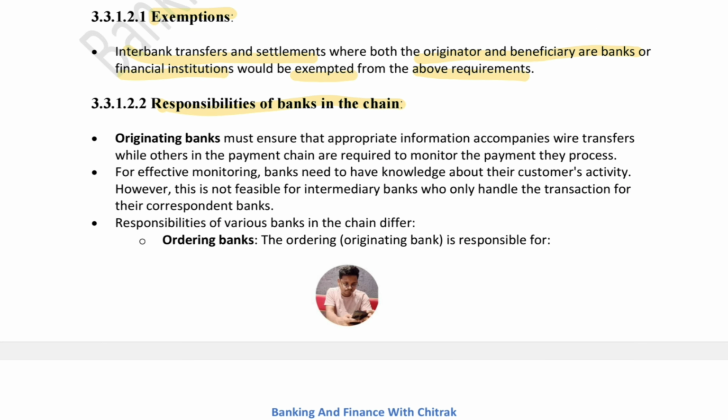Responsibilities of banks in the chain. Originating banks must ensure that appropriate information accompanies wire transfers, while others in the payment chain are required to monitor the payments they process. So the banks must take adequate steps to have proper information about the transfers. Now, for effective monitoring, banks need to have knowledge about the customer's activity. However, it's not feasible for intermediary banks who only handle the transaction for their correspondent bank. So the bank which is transferring the money, or who is at the beginning of the chain, they should have the knowledge of the customer's activity.